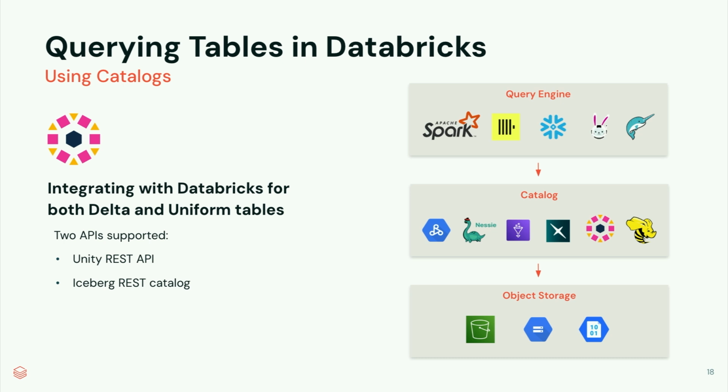So today we are supporting two APIs. We are supporting the API for the Delta table, and we are also supporting the APIs for the uniform table. So in Databricks, you can create a uniform table, which adds a layer of metadata for Iceberg support. So you can interact with the Unity catalog using an Iceberg client directly, which allows you to use more query engines on top of your Delta tables.